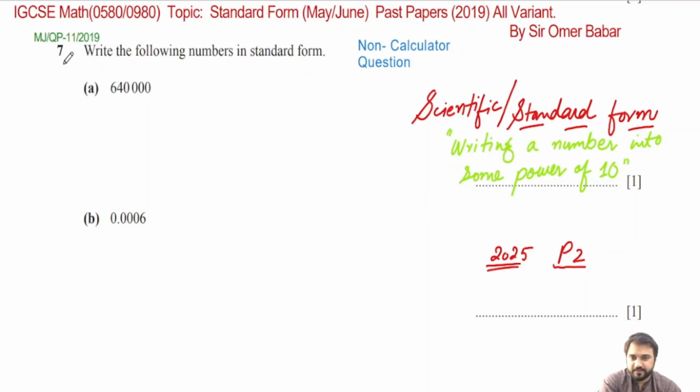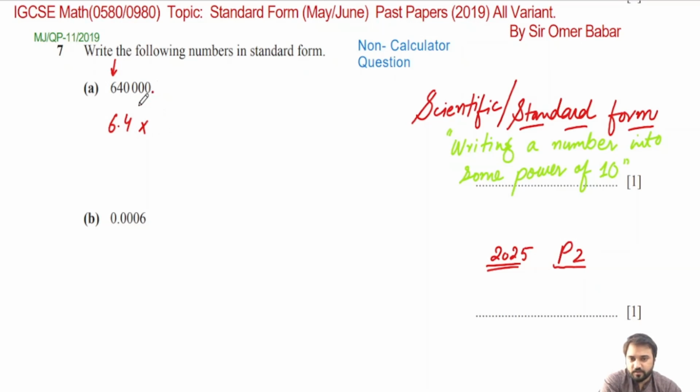Our question number 7 appeared in paper 1, variant 1, in 2019. The question says write the following numbers in standard form. I told you in my previous videos that if you do not see any decimal point, then of course it is at the end of the number. So here is our decimal. We need to put this decimal after our first non-zero digit. This is our first non-zero digit, 6, and we want to place the decimal after 6. So I'm going to write 6.4 and just leave the zeros. We do not need to write all of them.